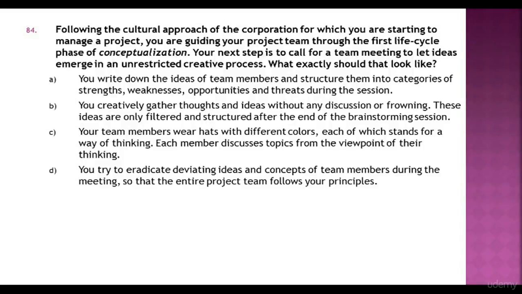You write down the ideas of team members and structure them into categories of strengths, weaknesses, opportunities, and threats during the session. You creatively gather thoughts and ideas without any discussion or frowning. These ideas are only filtered and structured after the end of the brainstorming session. Your team members wear hats with different colors, each of which stands for a way of thinking. Each member discusses topics from the viewpoint of their thinking. You try to eradicate deviating ideas and concepts of team members during the meeting so that the entire project team follows your principles.